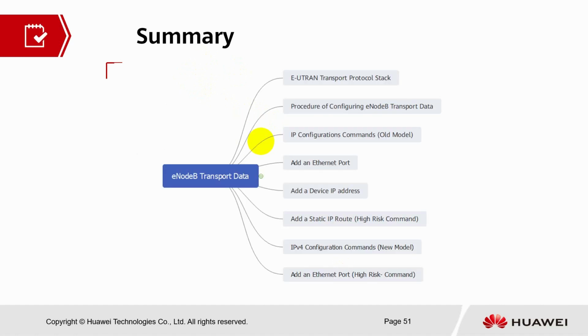So for this part, eNodeB transport data, we have learned about the transport protocol stack, the procedure of configuring eNodeB transport data, and IP configuration commands for the old model. We have learned how to add an Ethernet port, how to add a device IP address, how to add a static IP route, what the IPv4 configuration commands are for the new model, and on the new model, we have learned about add Ethernet port.